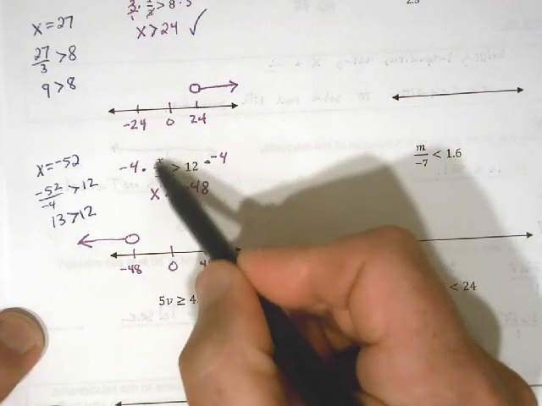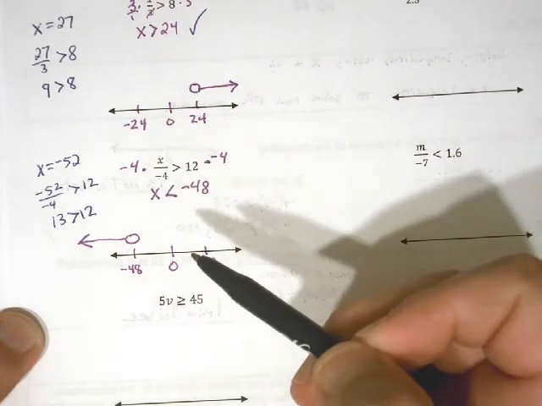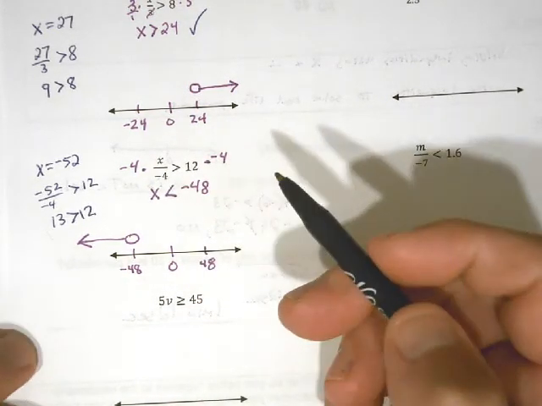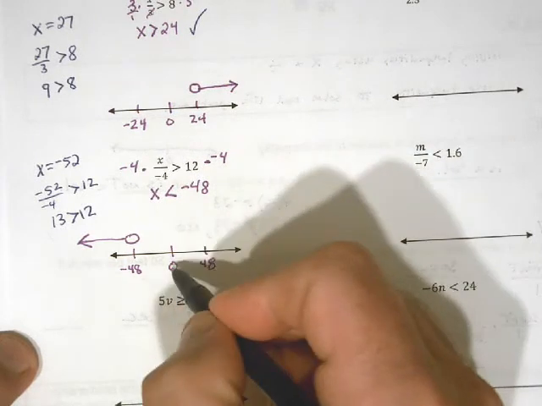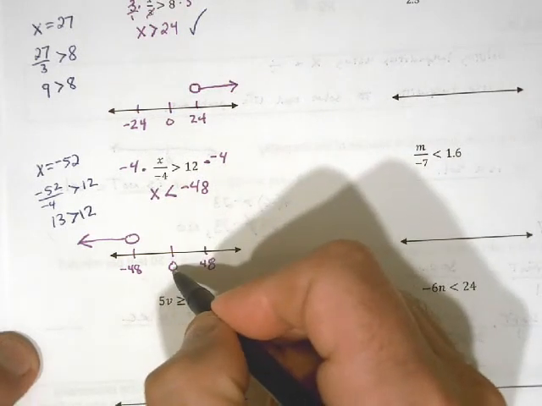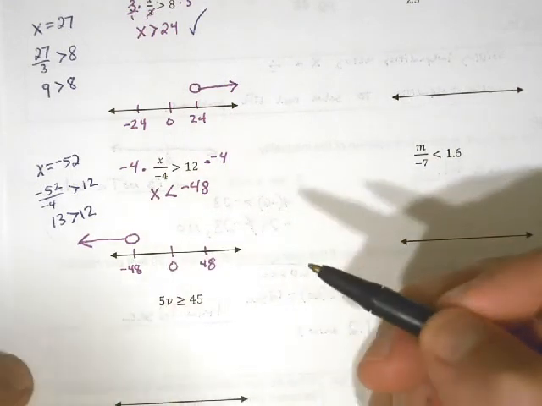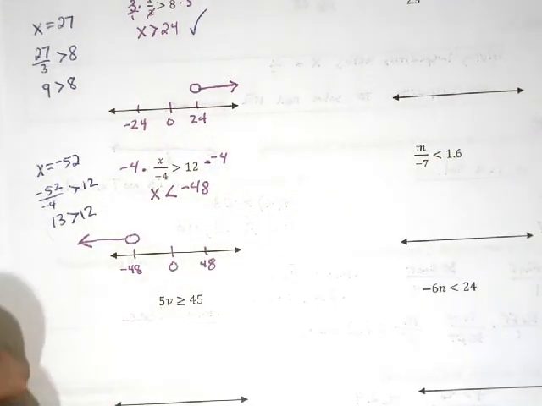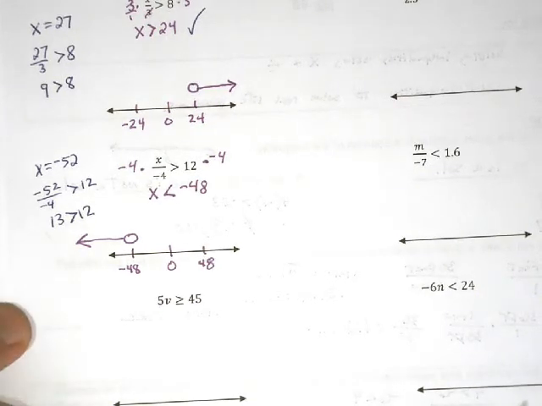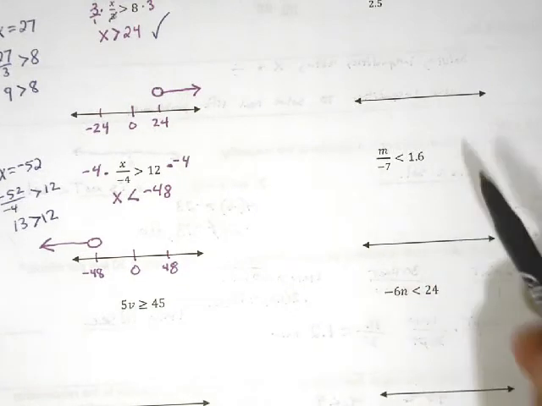Easy one to test, 0. This should fail. So if you plug in 0, 0 over 4 is 0. Is 0 greater than 12? And the answer is no. So again, that's an easy one to check if you want to check for the failure. All right, so we shouldn't have anything shaded above here because it's not a possible answer.